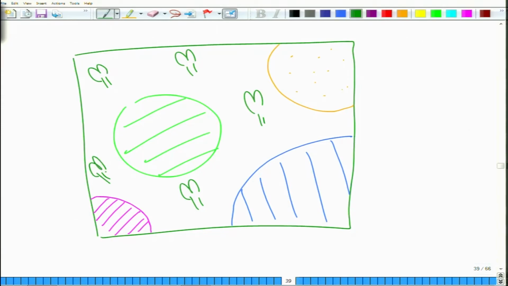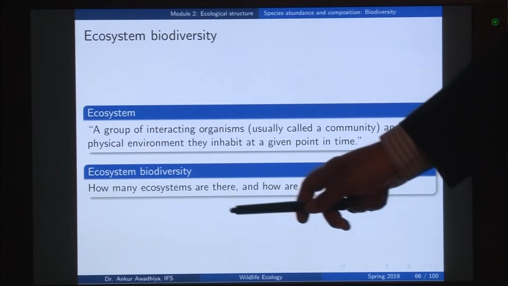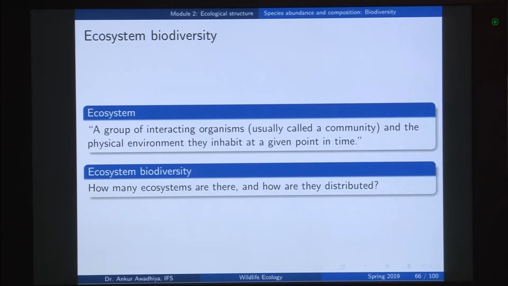Now in this case we would say that this area is comprising of a forest ecosystem, a grassland ecosystem, a wetland ecosystem, a rocky outcrop ecosystem and a riverine ecosystem. So in this case we have 5 different ecosystems. Now ecosystem biodiversity is asking the question, how many ecosystems are there?